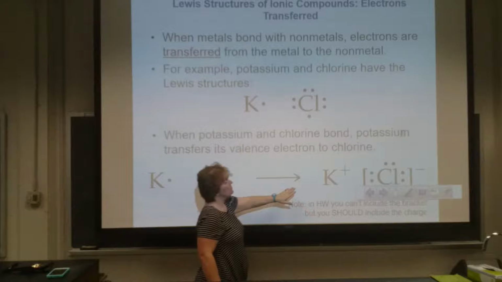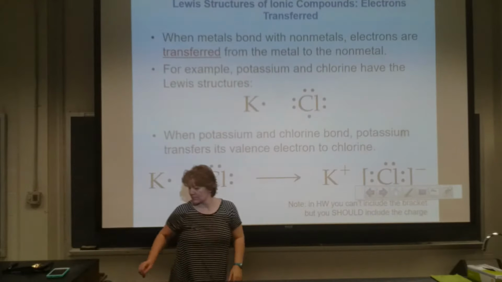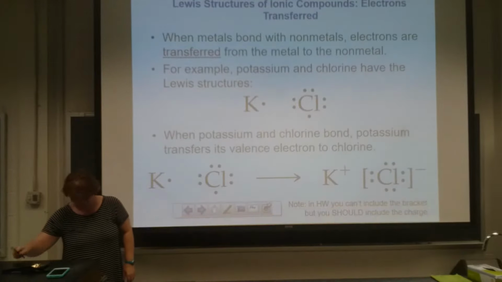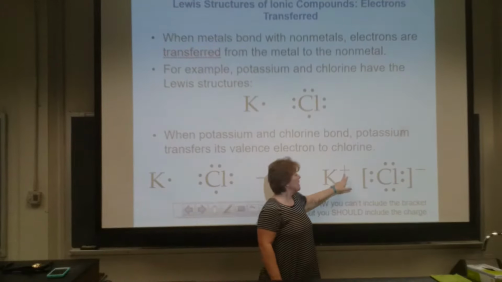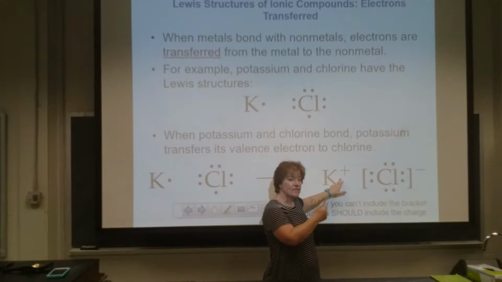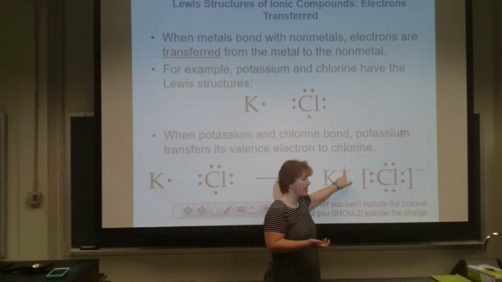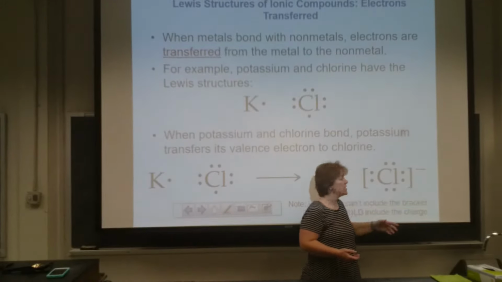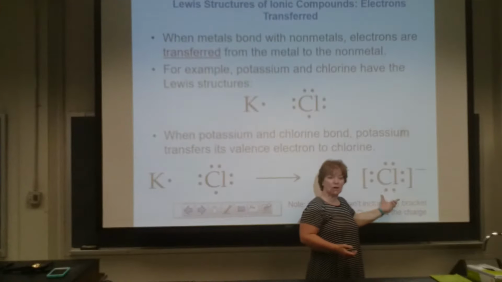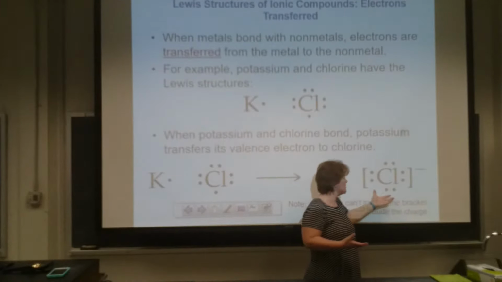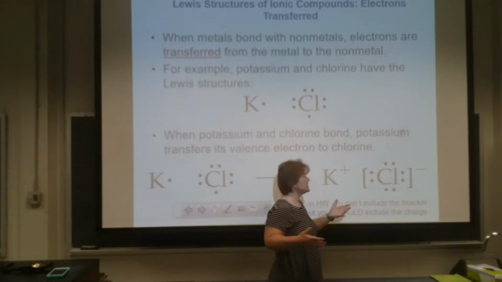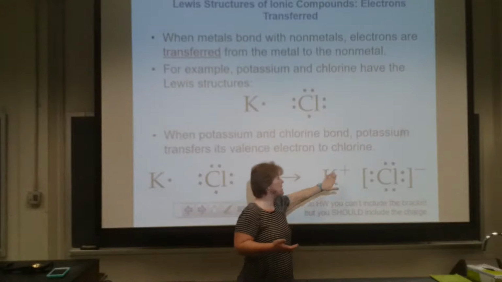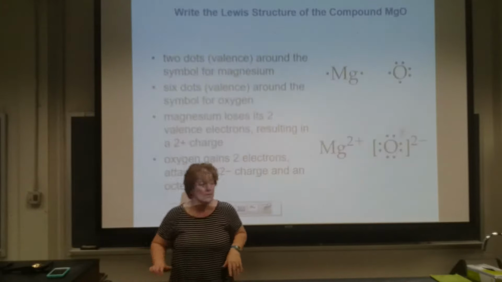So as we see, the potassium transfers its electron. Let's see if I can move this. Potassium has no electrons. Note that when it lost that electron, it now has a positive charge. I have to show that charge. Chlorine has an extra electron. Because of that, it has a negative charge. Generally, we draw brackets around these if they have a charge, especially for negative ones, but in the homework I think they can't do brackets, so you do need to indicate the charge. The brackets are sort of optional.